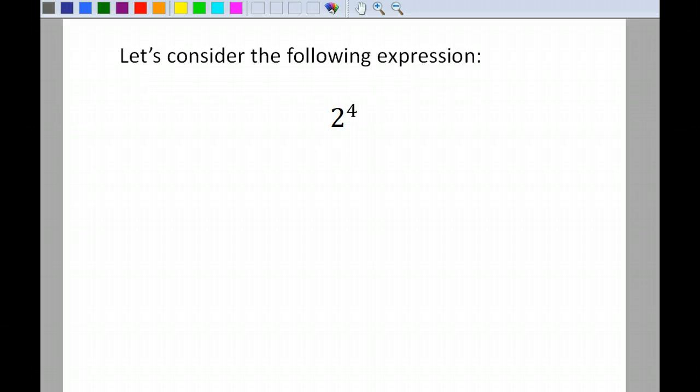So first, let's look at the following expression. And notice I'm saying this is an expression because it does not contain an equal sign. I have 2 to the 4th power. So this expression that we're looking at is called a power.